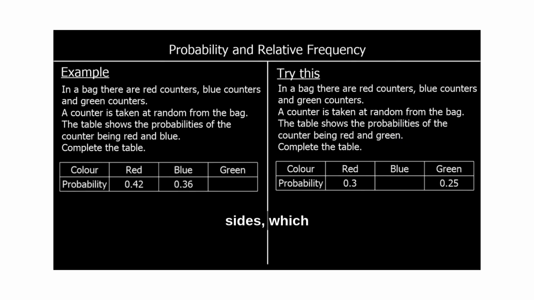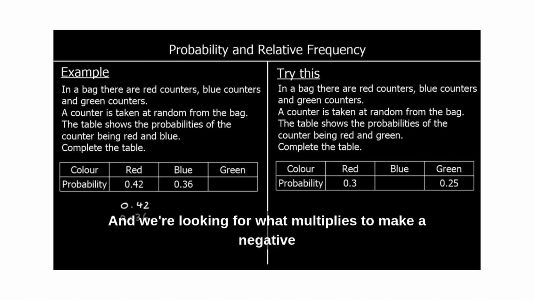Here we've got a table. So the question says, in a bag there are red counters, blue counters, and green counters. A counter is taken at random. The table shows the probabilities of the counter being red or blue. Complete the table. So we know that all probabilities have to add up to 1. So we need to find the missing probability by finding the thing that will make the probabilities add up to 1. So we've got 0.42 and 0.36 at the moment.